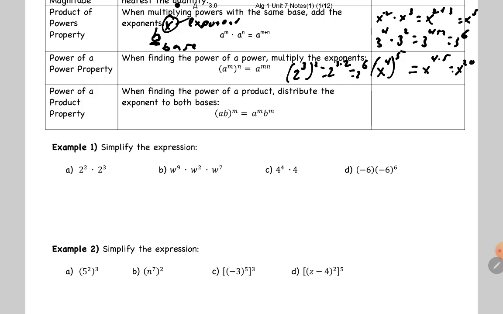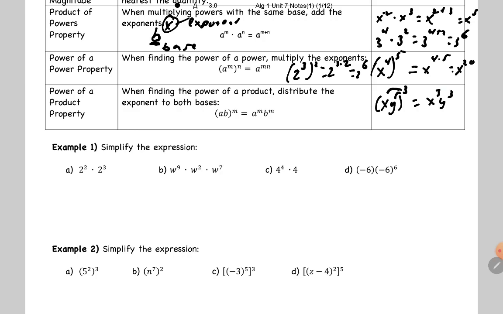All right, power of a product property. When finding the power of a product, distribute the exponent to both bases. So we have two different bases being multiplied together, and they're both being raised to the same power. Let's use x and y, let's say cubed. Basically, it's like distributing my exponent to both of these values. So this is x cubed times y cubed, or you can just write it x cubed y cubed.